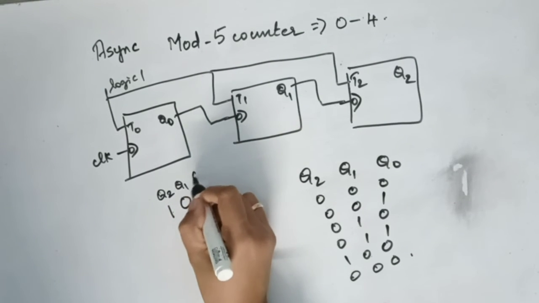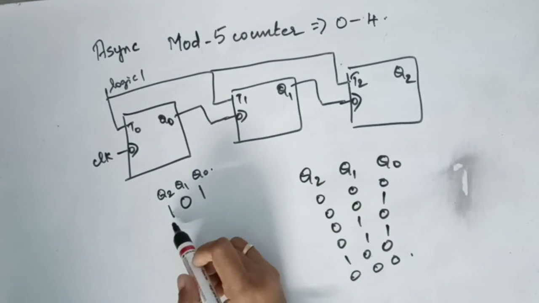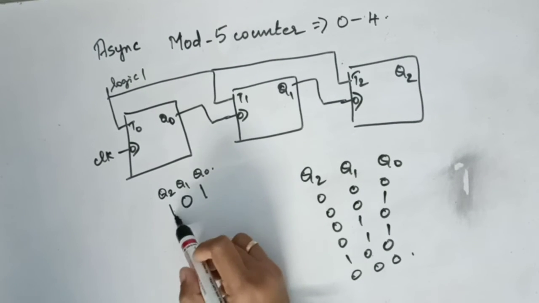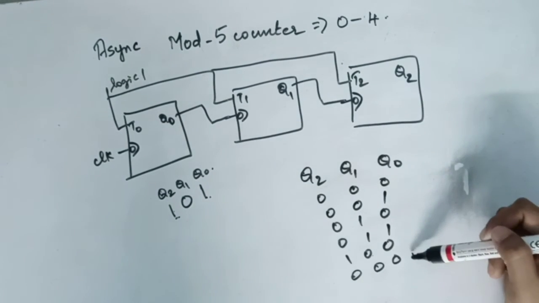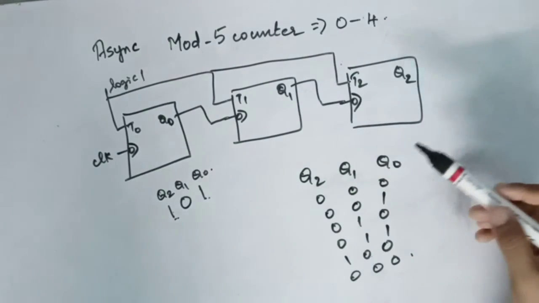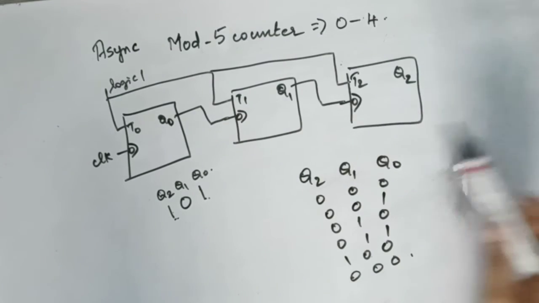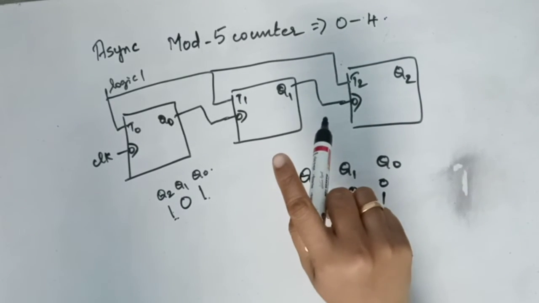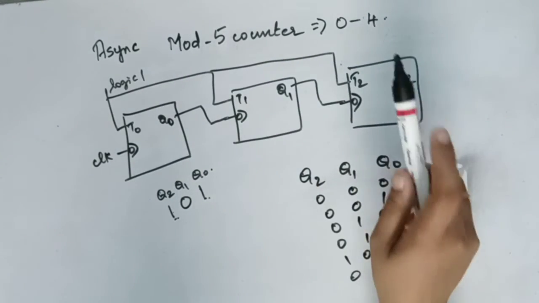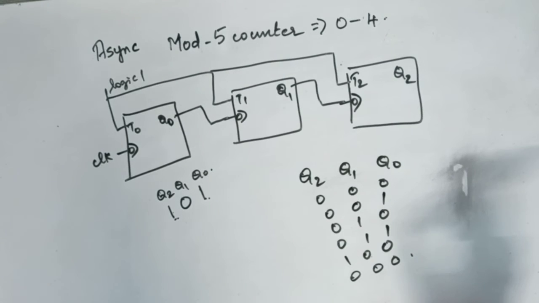Q2, Q1, Q0. So in this particular case, Q2 and Q1 both are equal to 1. Are there any cases before that where Q2 and Q1 are both equal to 1? No. This is the only case. So if Q2 and Q1 are both equal to 1, then all the flip-flops should be cleared. It should go to 0. When 5 comes, it should be cleared.